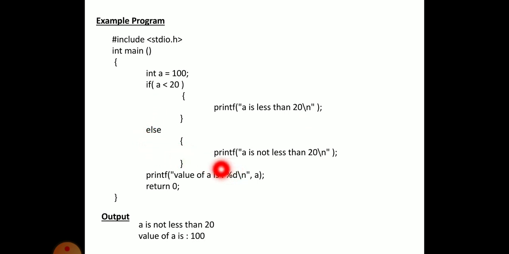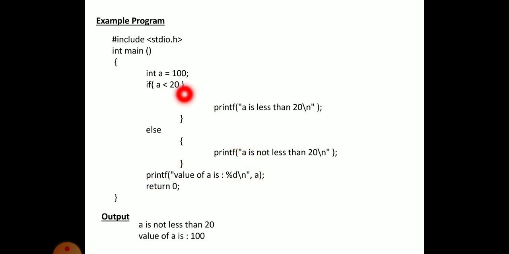In that we have given that printf a is not less than 20. So when we execute this program, the statement a is not less than 20 will be given as output, and after executing the else part, the flow of control will be transferred to printf value of a is. So this statement will be executed. Whether the condition given in the if part is true or false, in either case, this statement given outside the curly brace will be executed.